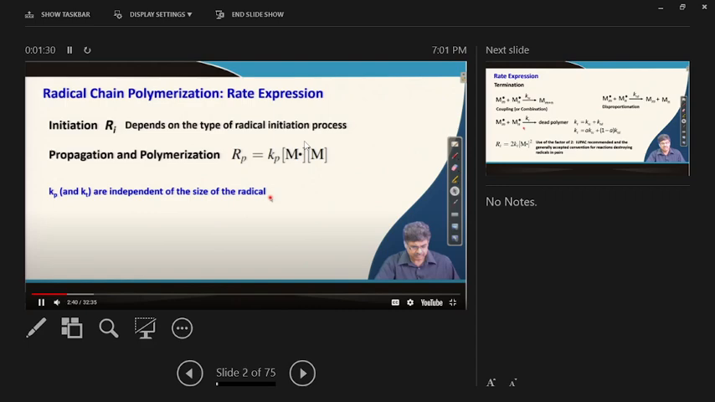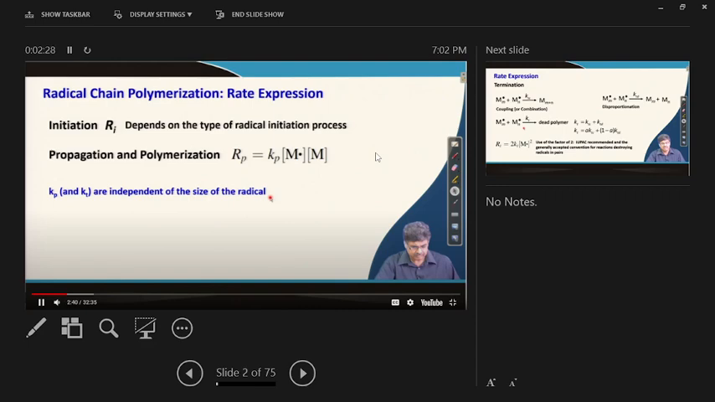In radical chain polymerization, the polymerization depends on Rp, called the rate of propagation, and it is equal to Kp, the rate constant, times M dot, which represents the concentration of radical, times M, which represents the concentration of monomer. Rate of polymerization depends on rate of propagation only, because initiation and termination are very fast, so only the propagation speed is the considerable value for the polymerization.